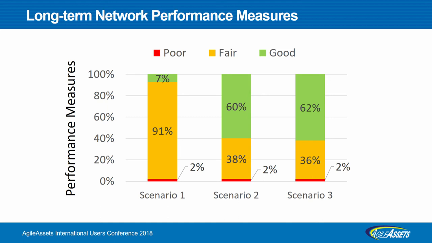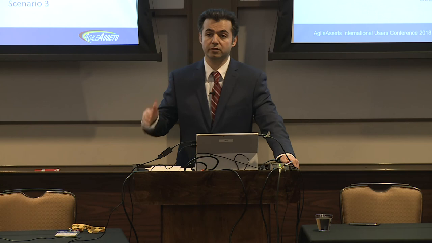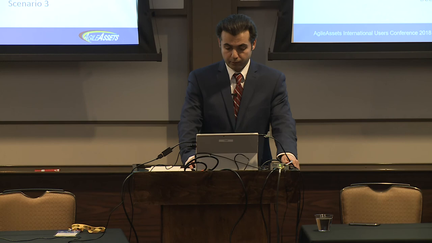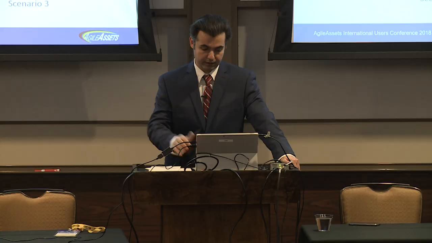The long-term network performance for scenario one is 2%, that in all scenarios, actually, we define 2% as poor. And in scenario one, since we didn't define any constraint for good, we have 90%, 91% of our network in fair. So we lost a lot of good bridges after 10 years, and they are in fair. But in scenario two and scenario three, we already defined targets for good and poor. And when you look at this, you see that scenario three has the highest good. So it's the scenario that gives us the best condition.